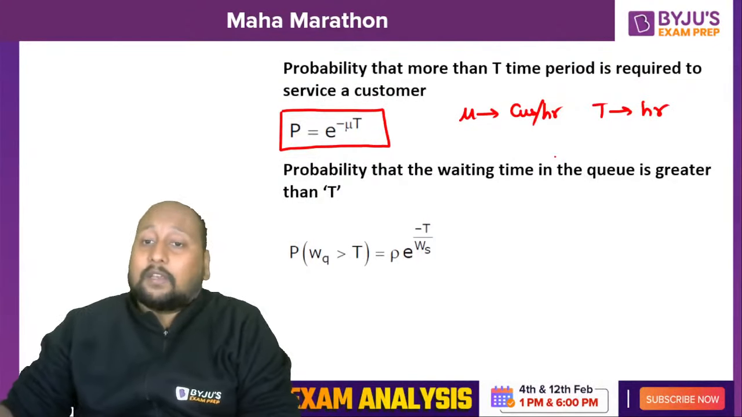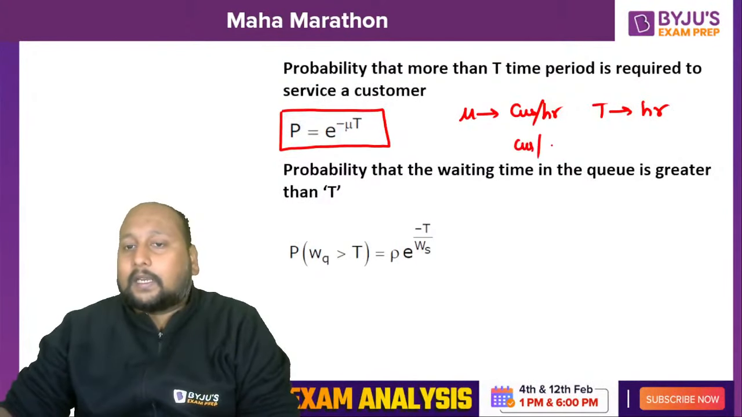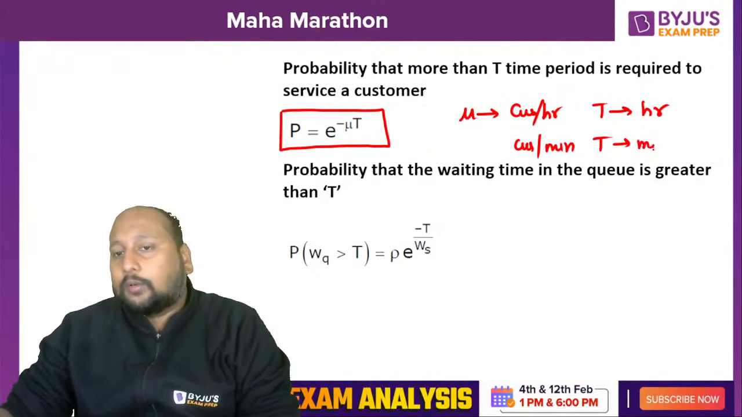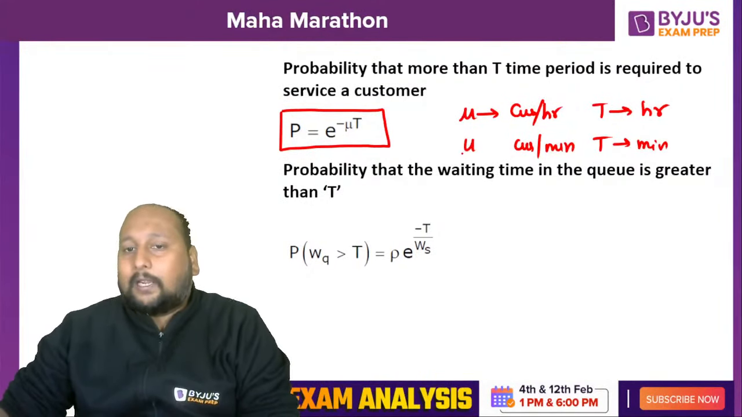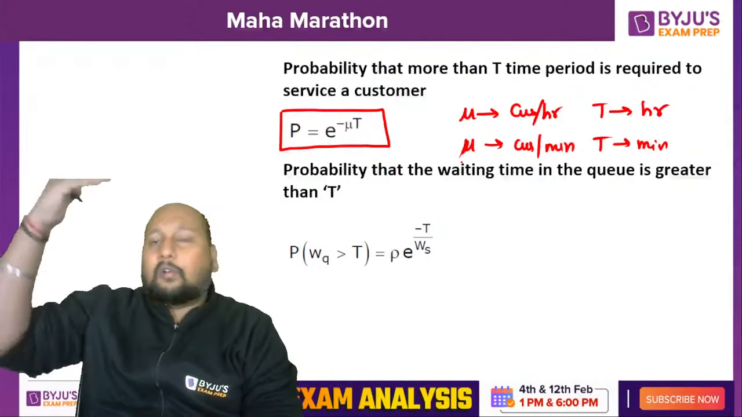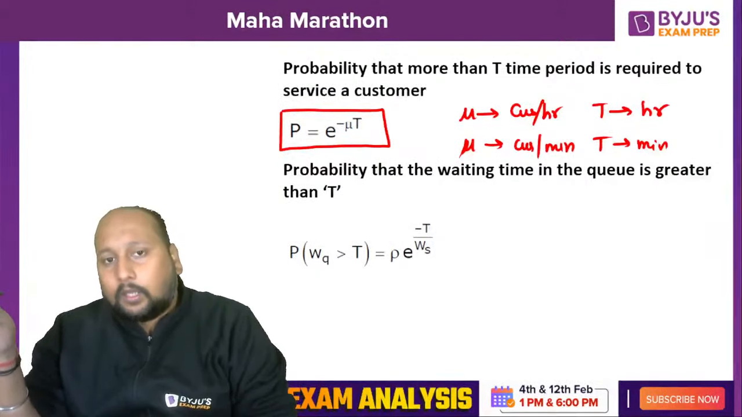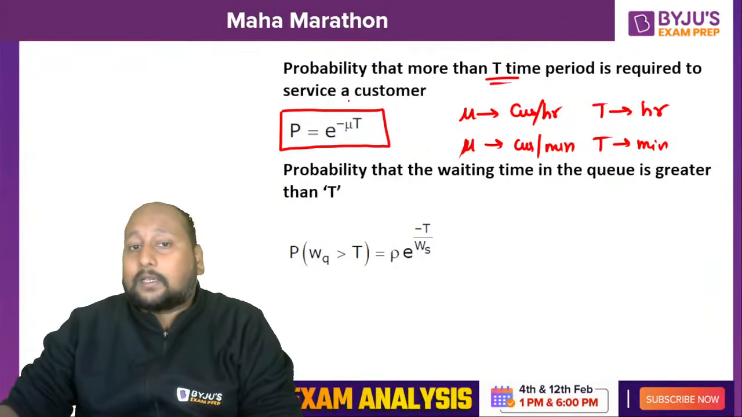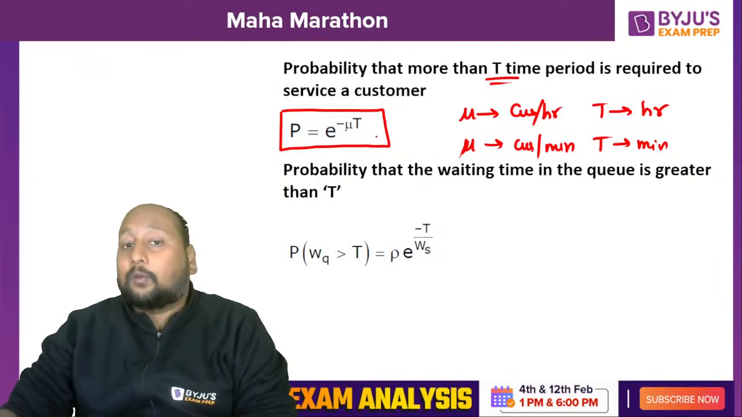Let us take an example. If it is given in customers per minute, then you have to take the time period in minutes only. So it depends upon the unit of mu also, because the exponent will always be a unitless parameter. So the probability that more than t time period is required to service a customer is equal to e to the power minus mu into t.